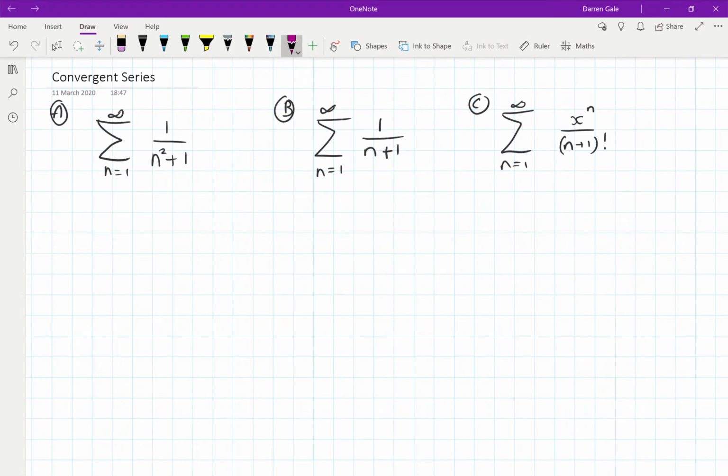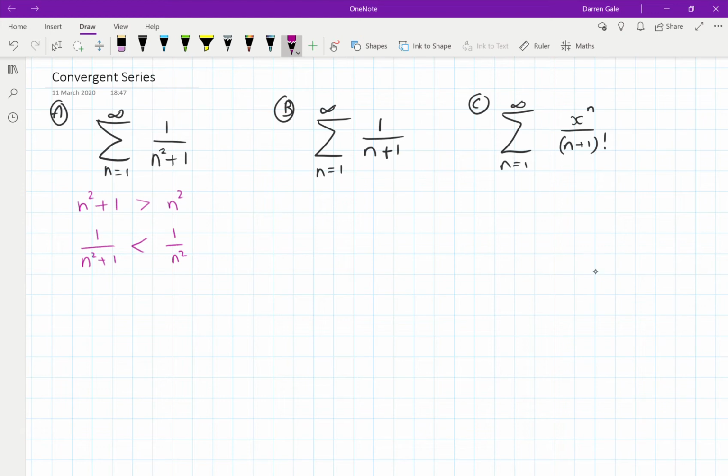We're looking at the convergence of series, but not alternating series. So for the first one, n squared plus 1 is bigger than n squared. That means that 1 over n squared plus 1 is less than 1 over n squared. If the denominator is bigger, the fraction is smaller. So now we know that every term of the series is smaller than 1 over n squared.